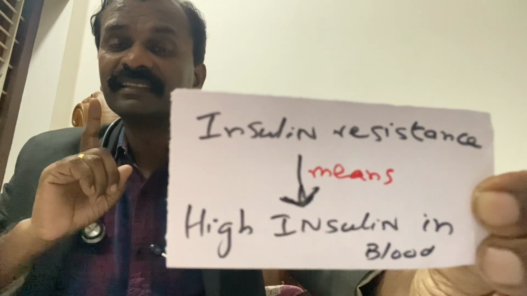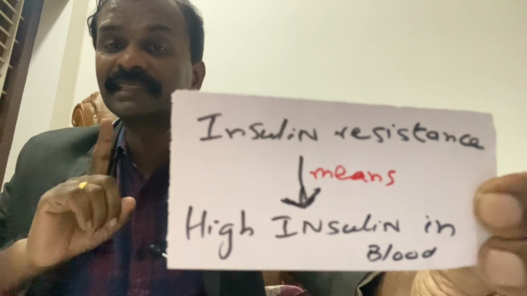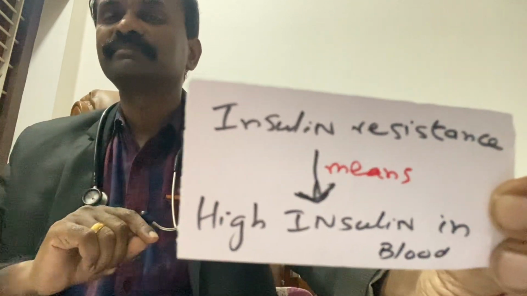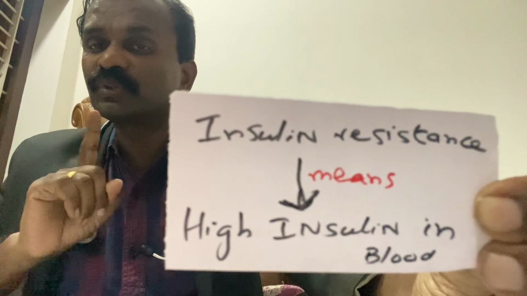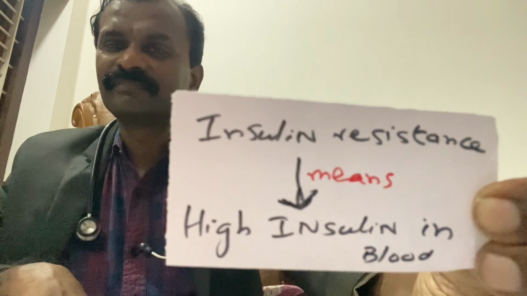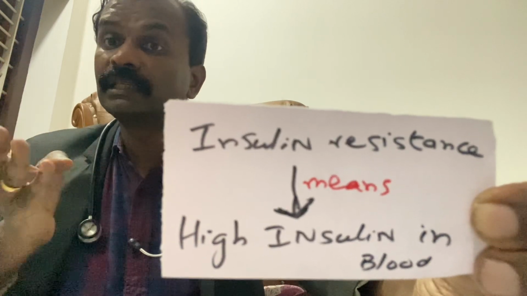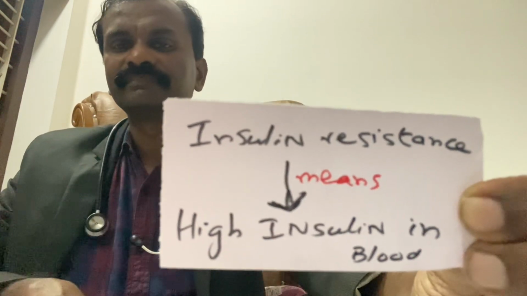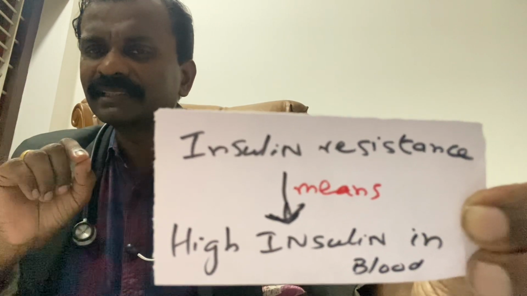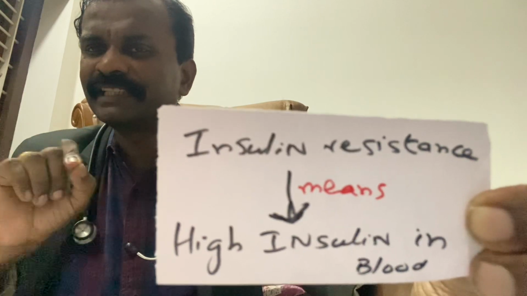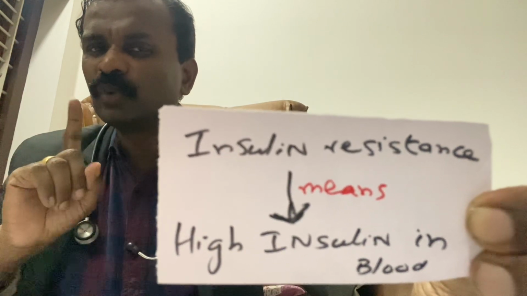High insulin in the blood. Just write it down. It is not low. It is high insulin in the blood. If you do a blood test called fasting insulin, it will be very high. So insulin resistance means high insulin in the blood. Please write it down. It is not low.